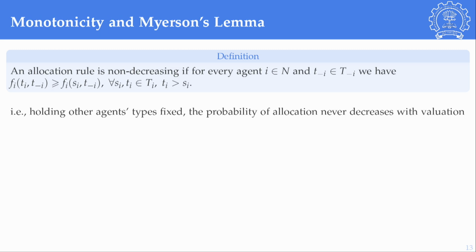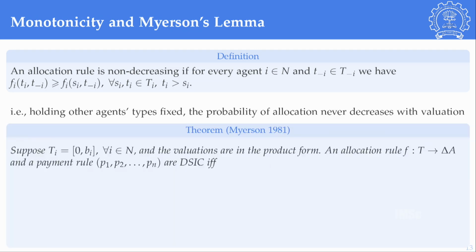For the winner, the allocation f_i was already 1. So it is just saying that you will continue to win if your valuation increases even further. It cannot happen that the highest bidder's valuation increased and he suddenly stopped winning. So this is the property of an allocation function.